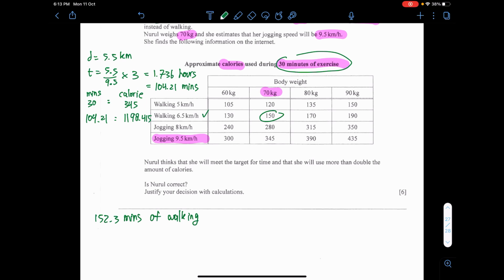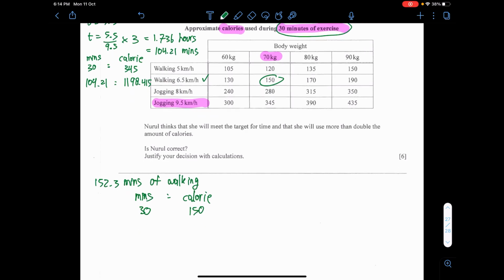Okay, so I can take the ratio again. So for every 30 minutes, burning 150 calories. You make it into 152.3 minutes, and then you are going to burn more calories. Yeah, multiply again, use the ratio method. You're gonna get 761.54 calories. Okay, so this is the calorie that she's actually comparing, whether she's going to do double the calorie amount burnt or not. Well, 761 you times by 2, you get 1400.